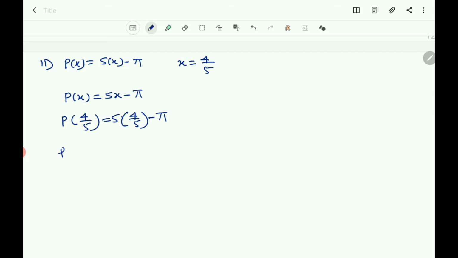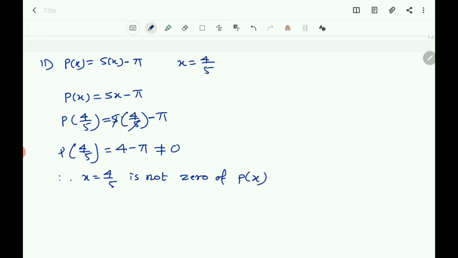So P of 4 by 5 is equal to, 5 cancels, it becomes 4 minus pi, which is not equal to 0. Here you know that this is not equal to 0. Therefore, you can say that x equals 4 by 5 is not a zero of P of x.